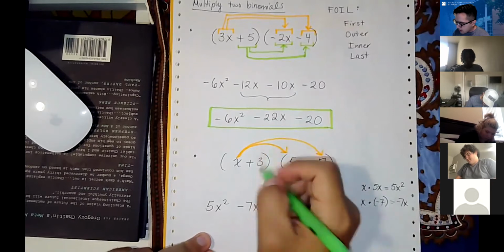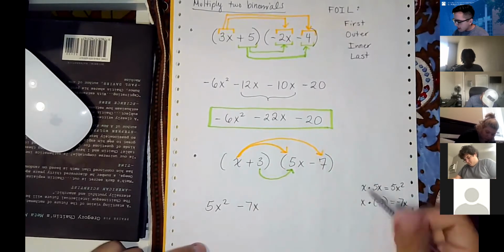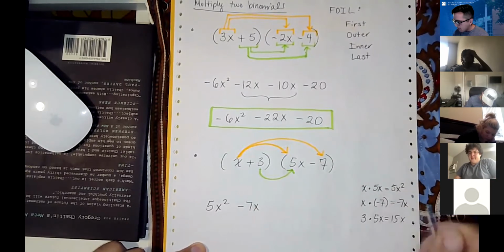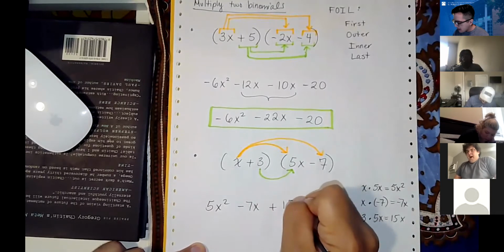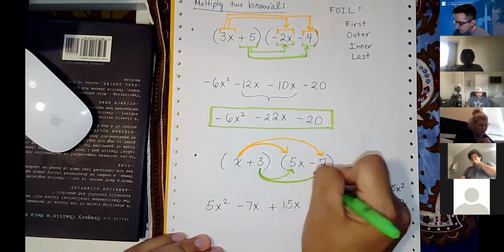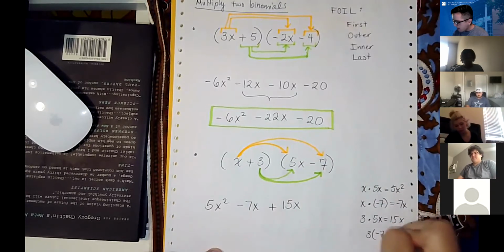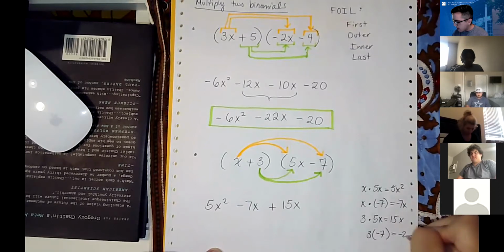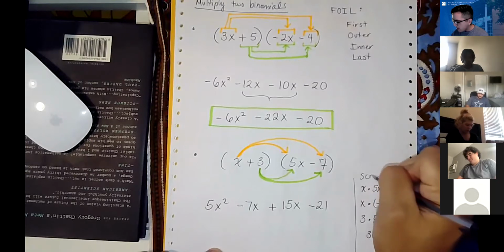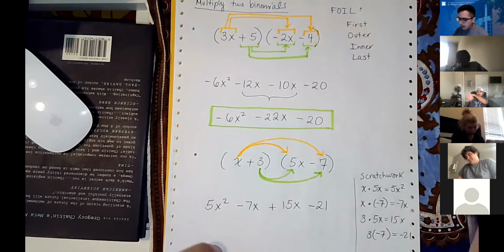Then we need to get this 3, and it needs to shake hands with each of the terms. So 3 times 5x is 15x. So we have plus 15x. And then we have 3 times negative 7. And that should be negative 21. So minus 21. This is all my scratch work. Does that make sense?